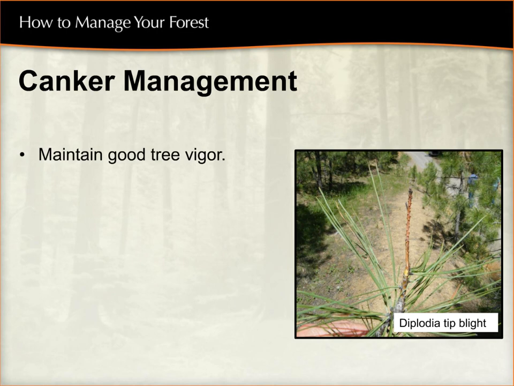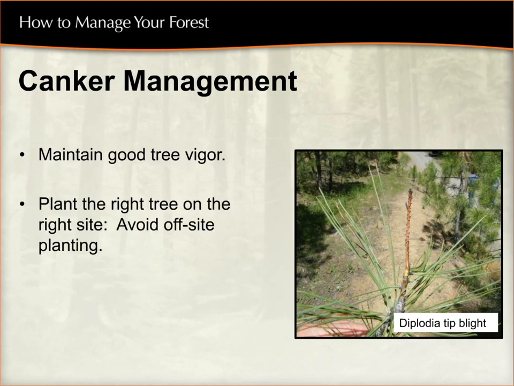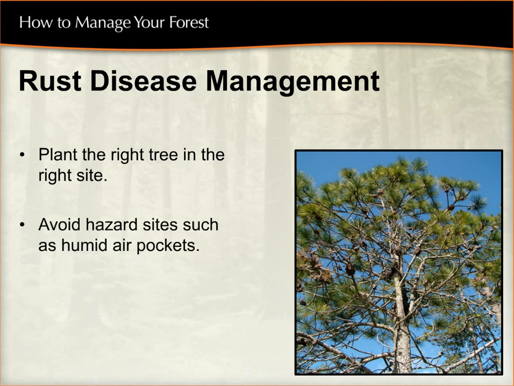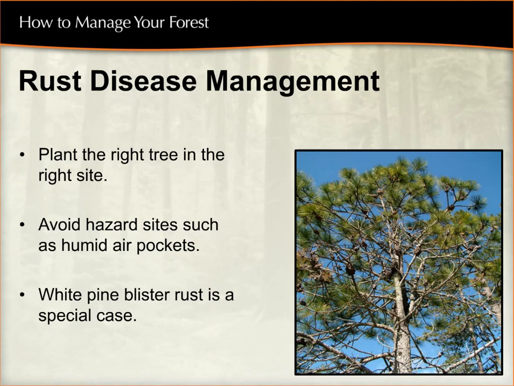Canker-causing fungi are essentially always present, so to minimize canker problems, the same general management principles apply here as well. Maintain good tree vigor through proper spacing, and selecting the best trees, and plant seedlings that are well adapted to the site you're considering. And always avoid wounding trees, which increases susceptibility to disease. And the same principles apply for rust disease management. Plant the right tree in the right site, and avoid high hazard sites such as humid air pockets. White pine blister rust is a bit of a special case, and we will examine that next.